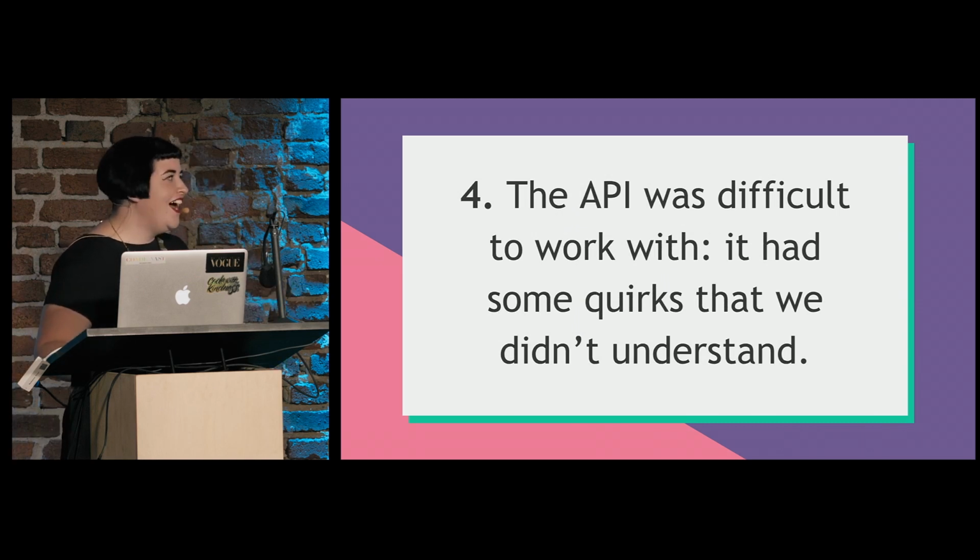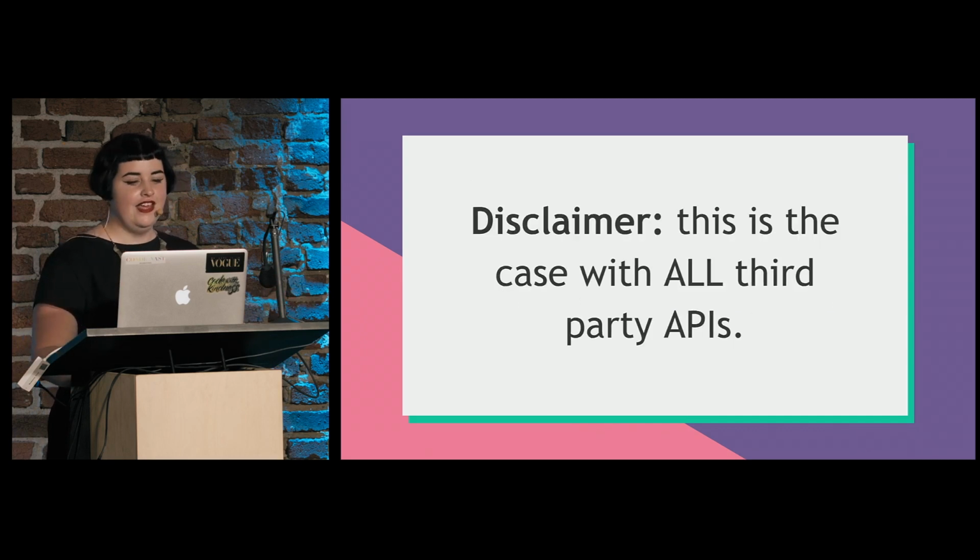The fourth problem we had was that the API was difficult to work with, and it had some quirks that we did not understand because we weren't the ones that built this API. And as a disclaimer, and I'm not just saying this because the CMS was built by Condé Nast US, this is the case with all third-party APIs that you will use. And I don't think the API that we used was any better or worse than most APIs out there. It actually wasn't that bad.